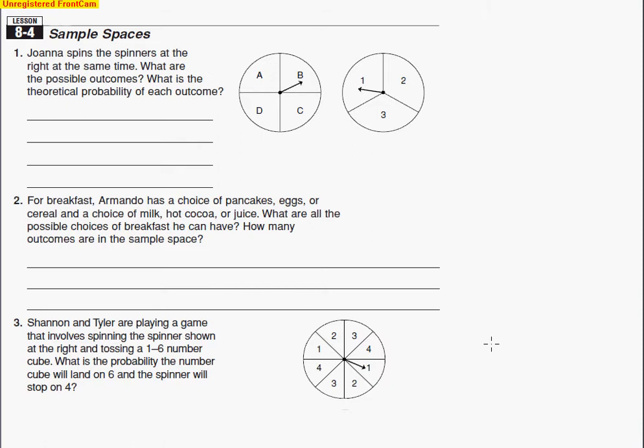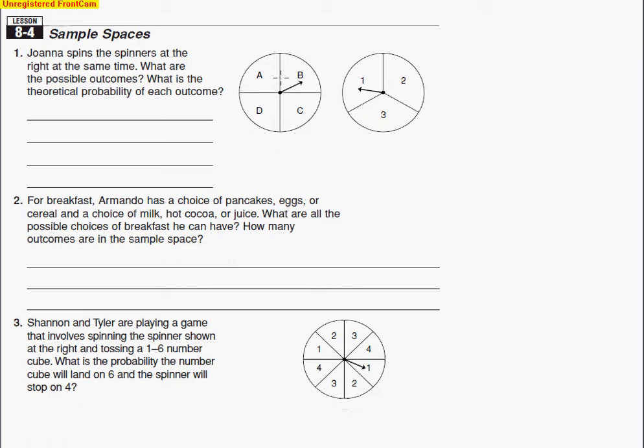So let's take a look at these compound events. Compound events mean there's two things going on, and that's what's happening here. See, Joanna spins the spinners at right. So there's more than one event. One event would just be spinning this one spinner, but now we're spinning both of these spinners at the same time. And what is the possible outcomes that we have? So from these problems, we're going to end up understanding something about this fundamental counting principle that we're talking about here. And so what we might want to end up doing to start with is using a tree diagram.